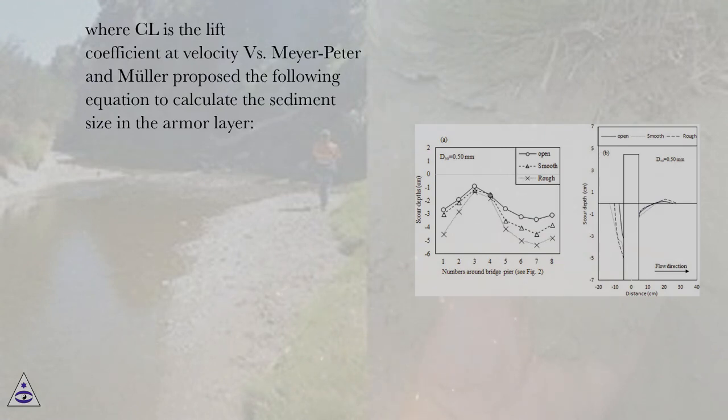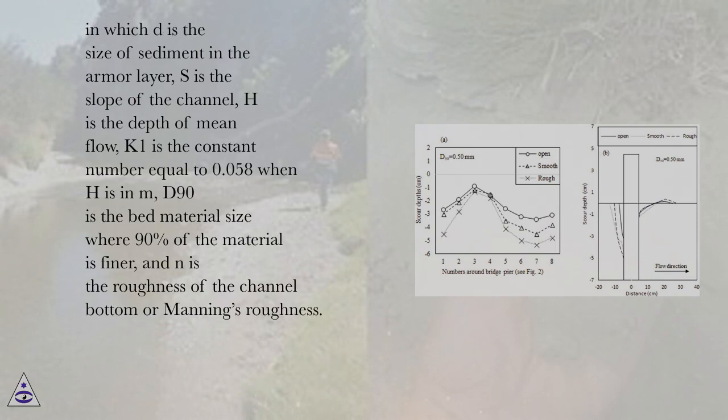Meyer-Peter and Muller proposed the following equation to calculate the sediment size in the armor layer, in which d is the size of sediment in the armor layer, s is the slope of the channel, h is the depth of mean flow, k1 is the constant number equal to 0.058 when h is in m, d90 is the bed material size where 90% of the material is finer, and n is the roughness of the channel bottom or Manning's roughness.